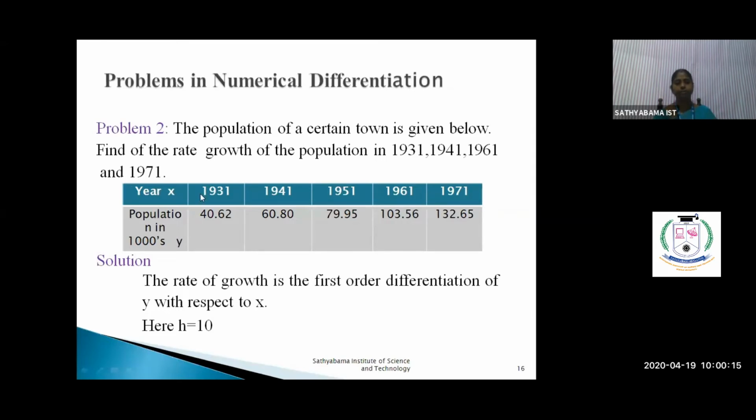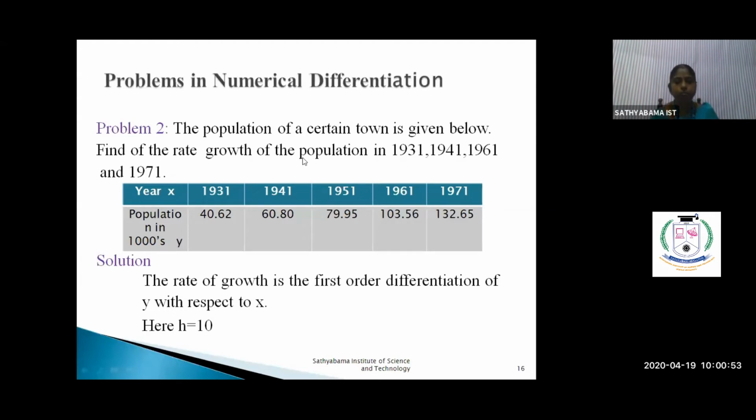Now look at your x: 1931, 1941, 1951, 1961, 71. Whether those x values are given in equal interval? Yes. The difference is 31 to 41, h, 10. 41 to 51, 10. 51 to 61, 10. Again 61 to 71, 10. So x values are given in equal interval, that is h is equal to 10. So I can use the forward or backward difference formula to find the derivatives.